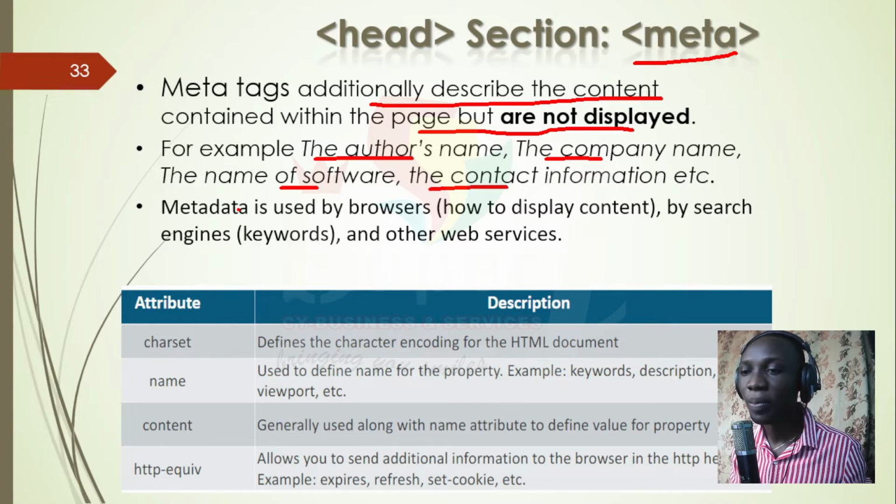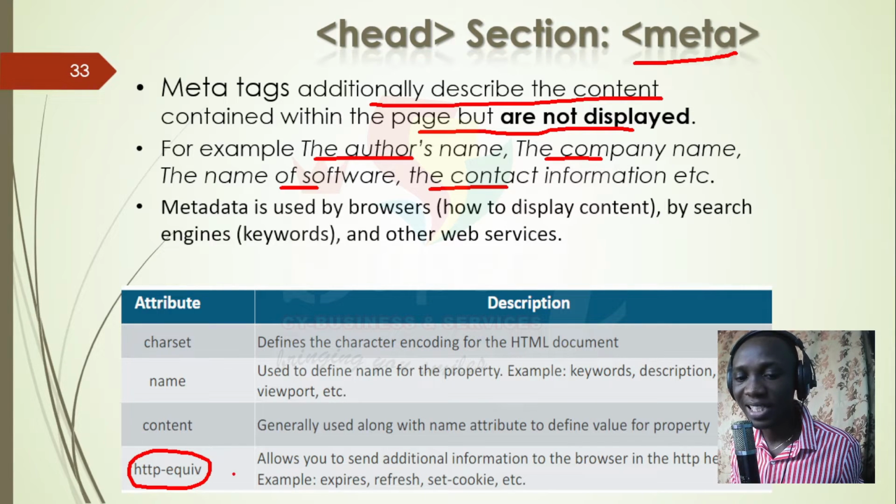These things you put on your website, on your work, we call them the metadata. They just tell you about the work or the project that you are working on. And so that is amazing. This one is one thing that I really want to talk about, the HTTP equiv. This allows you to send additional information to the browser of the HTTP header.